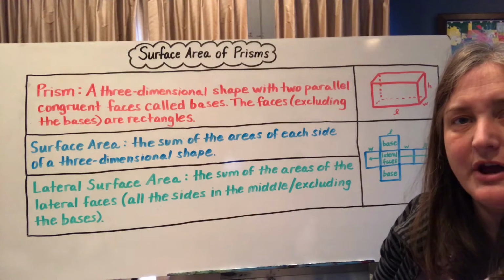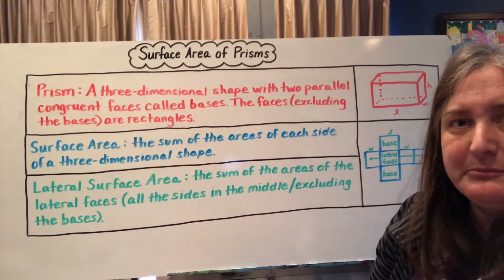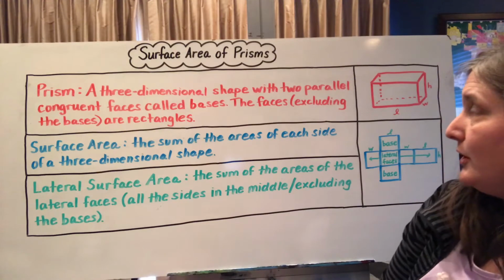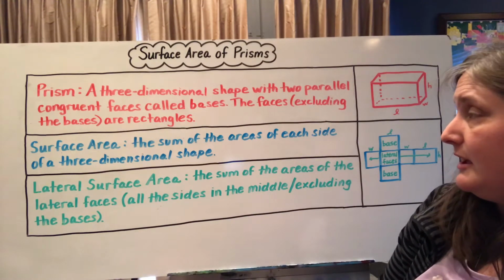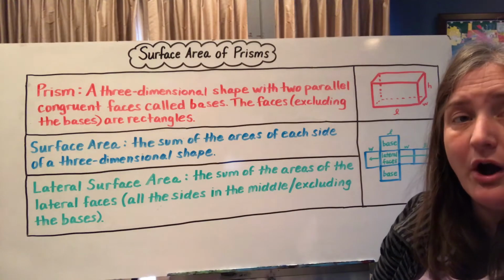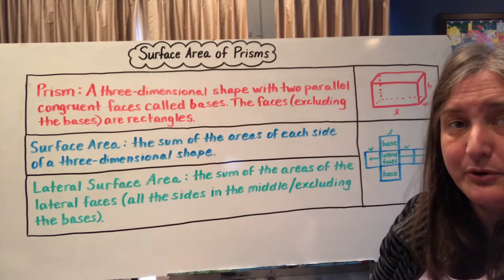This is surface area of prisms. A prism is a three-dimensional shape with two parallel and congruent faces called bases. The faces that are not bases are always rectangles in a prism.